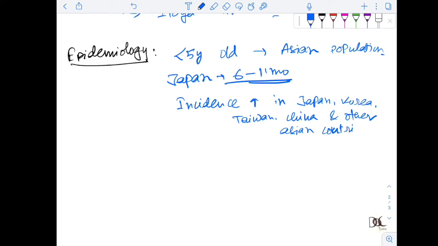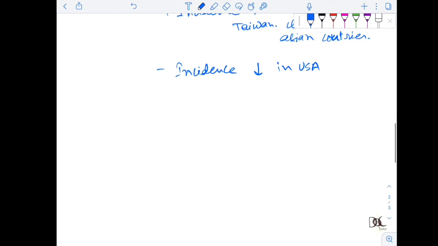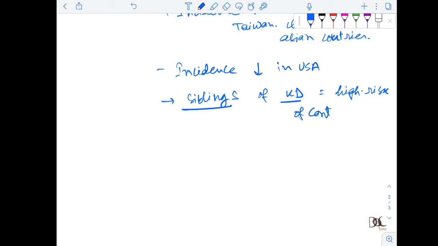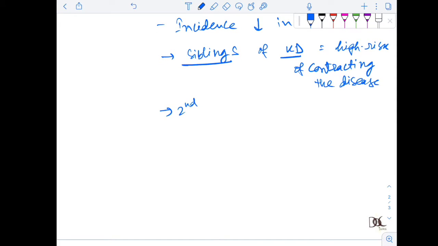Whereas incidence is decreasing in USA, and most of them who are affected are of Asian ancestry. Even it has been seen that siblings of the affected KD children in Japan have a high risk of contracting the disease. Though the etiopathogenesis is not known, it may be infectious, it may not be. And even second and third attacks have been encountered in 1.5 to 3% of cases.